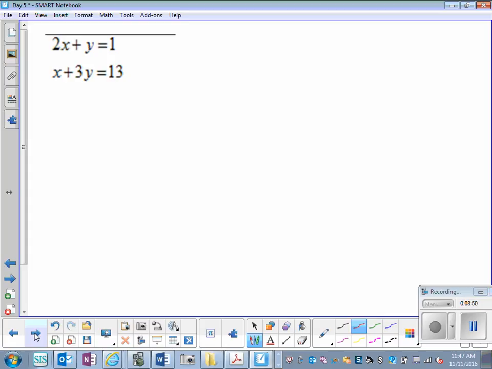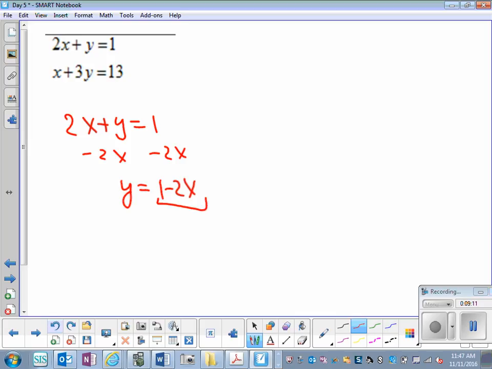So let's use the first equation, 2x plus y equals 1. And I want to isolate y. So I do minus 2x to both sides. And now I have y equals 1 minus 2x. Great. So now what do I do? I substitute this expression into which equation? The other one, right? I already used the first one, now I need to use the other one.